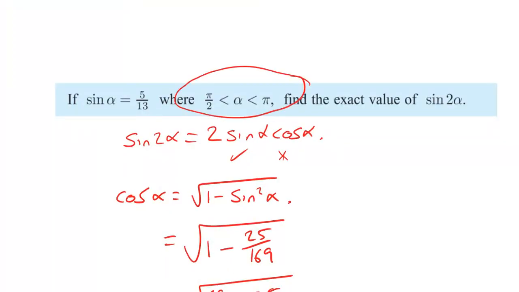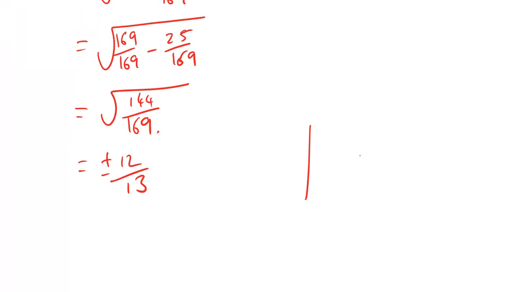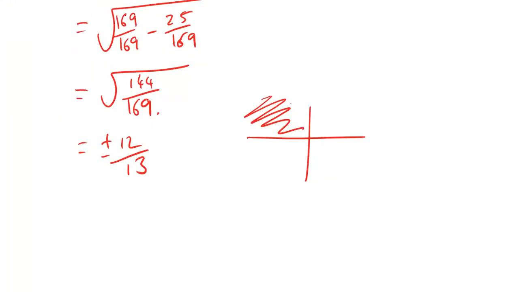Now, at this point, we better just go back to the question because we are given a boundary. We are told that alpha is between pi/2 and pi. So if we think where that is on our unit circle, we are over here somewhere in the second quadrant. So if we are thinking about cosine alpha here, well, that's the x-coordinate, so that's going to be negative. So actually, we're going to reject the positive answer, and cosine of alpha is minus 12 over 13.